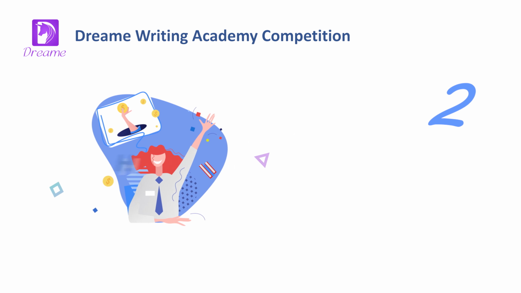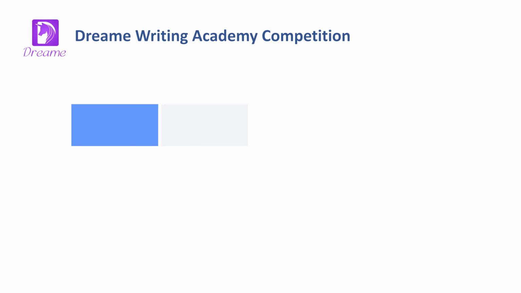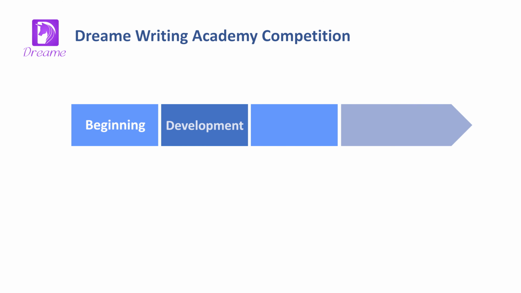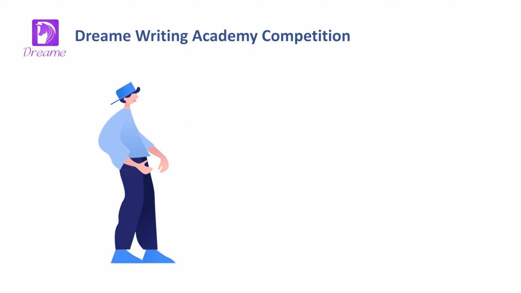Our second focus, how to determine main plots. We can divide a story into 4 simple parts: a beginning, development, climax, and an ending. From these parts, approximately 6 to 8 main plots will be required. At this point, just focus on the significant conflicts in the plot. Each one of your main plots must fill at least 3 chapters. To help you finalize your main plots, I want you to think about the following questions.